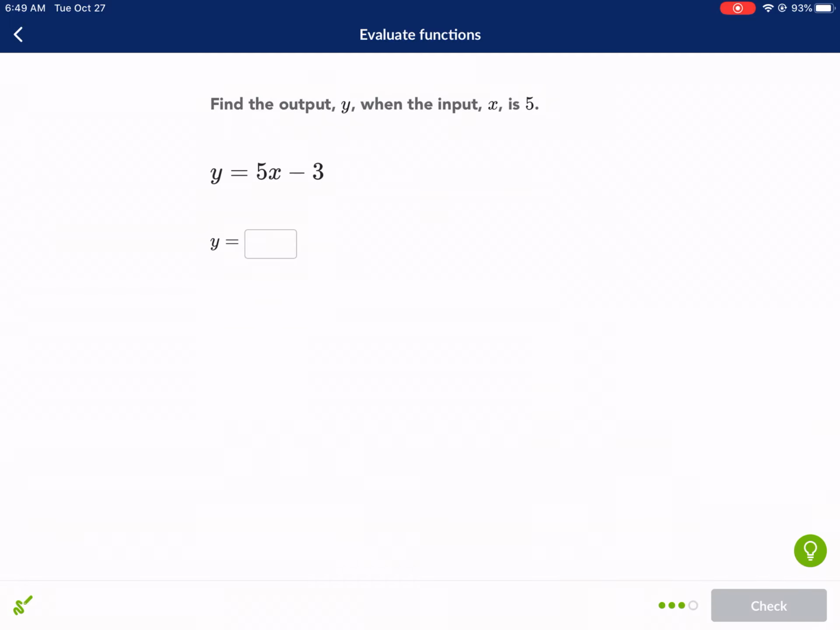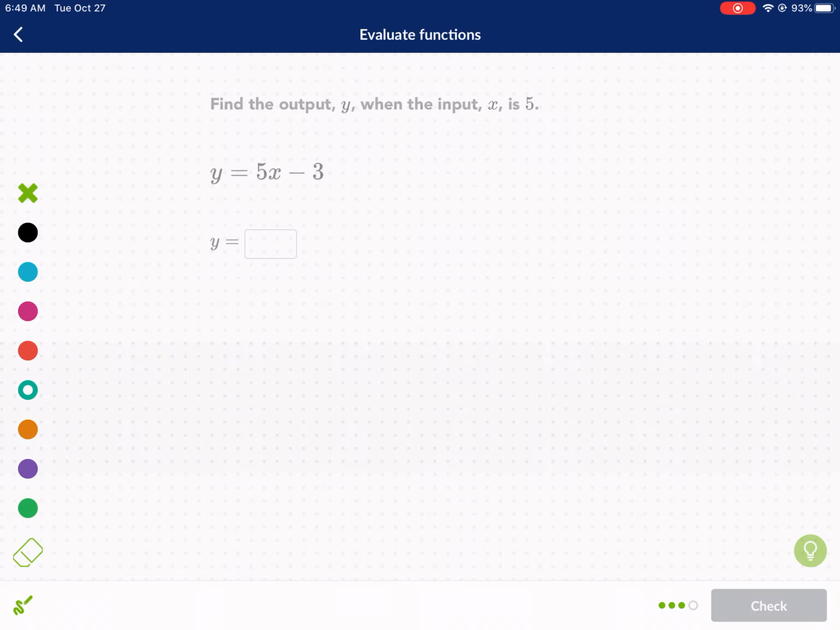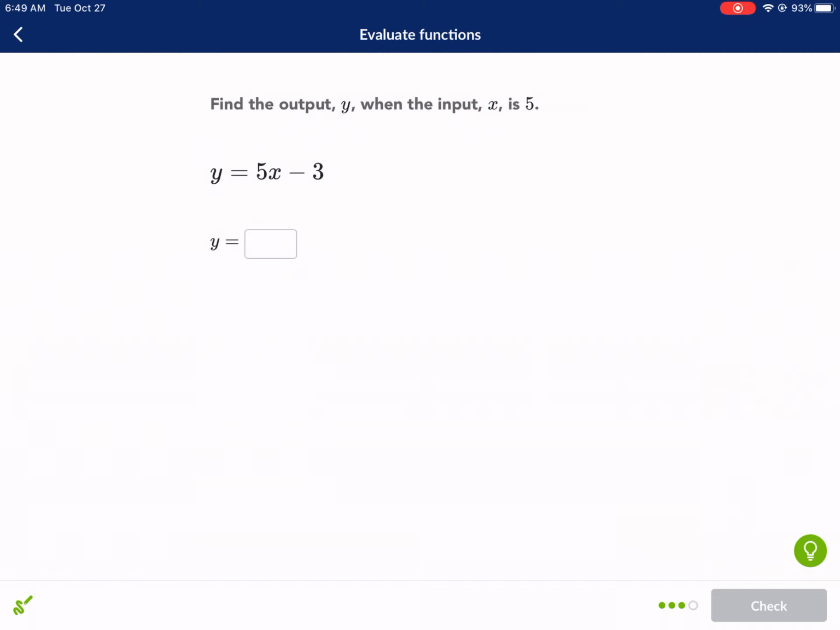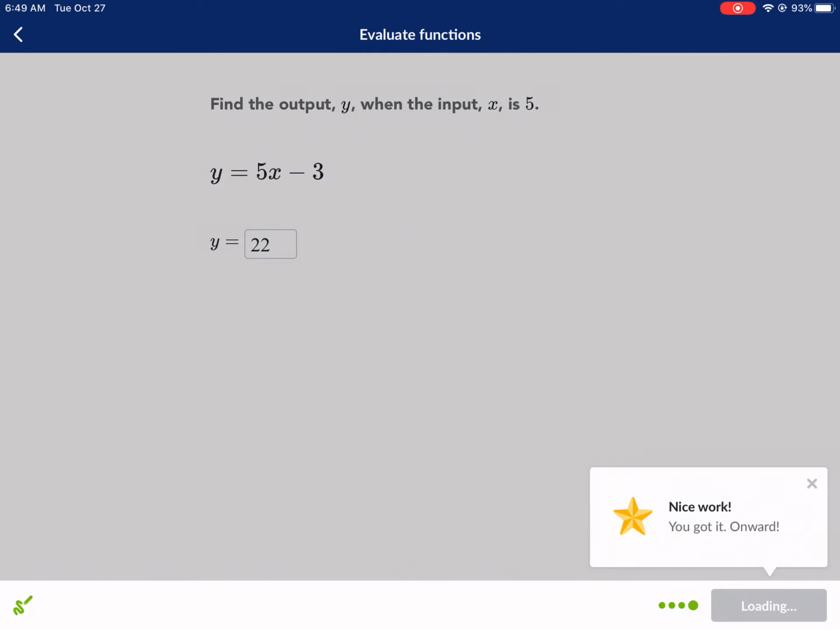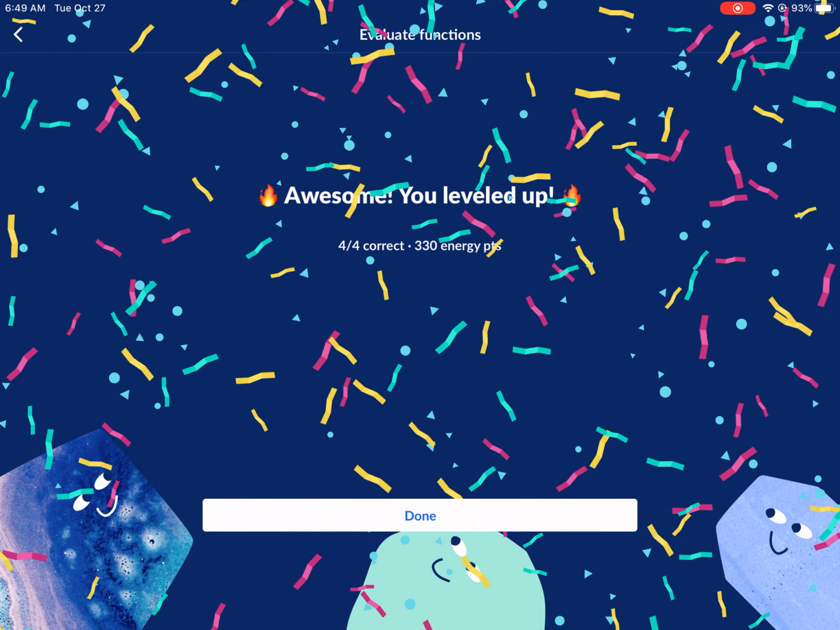And the last one, we have find the output y when the input x is 5. So we put in 5 here, exactly the same problem. 5 squared minus 3, we get 25 minus 3 equals... I don't know about you, but I'm feeling like we just finished this problem. Great job on this Khan Academy, super short.